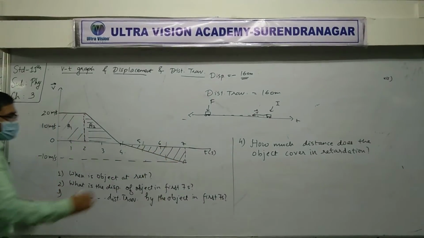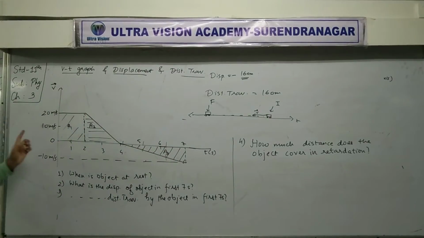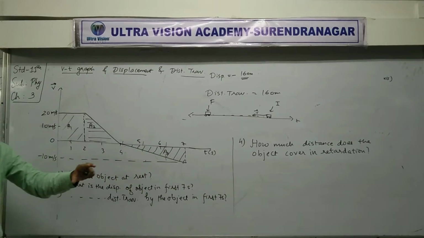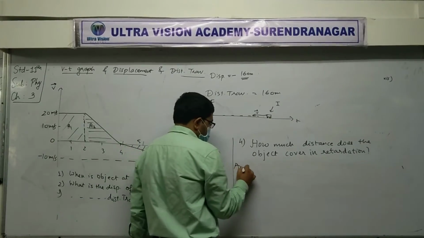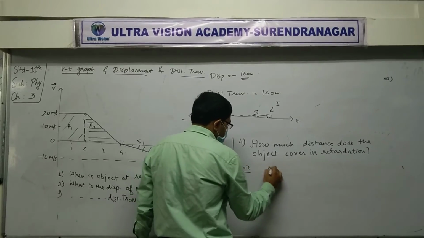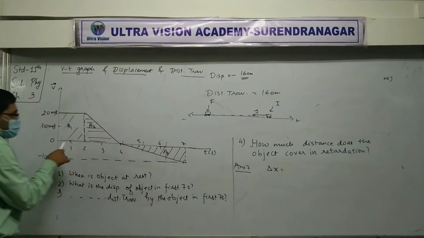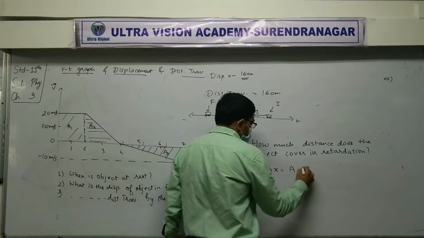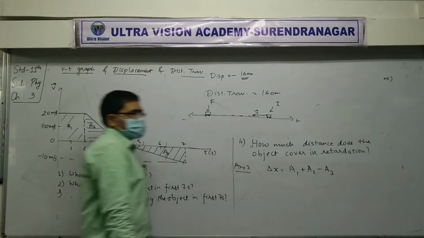Yes, sir. So we have 3 areas to find. Okay, so if you want to find it all the way from 0 to 7, you'll have to take the total. Yes or no? Yes. Sure? Yes. Okay, let's start. So answer to number 2 is delta x will be, what should I write? A1 positive or negative? Positive. A2 positive or negative? Positive. A3 positive or negative? Negative. Is this clear? Yes. Sure?